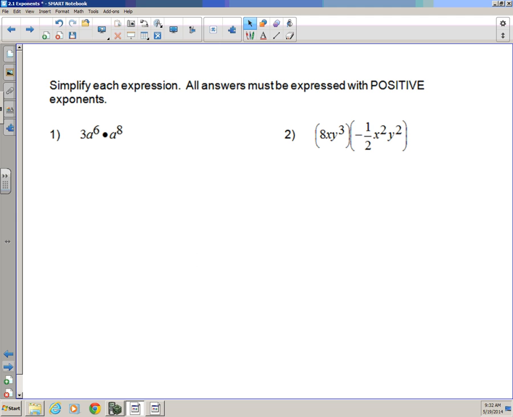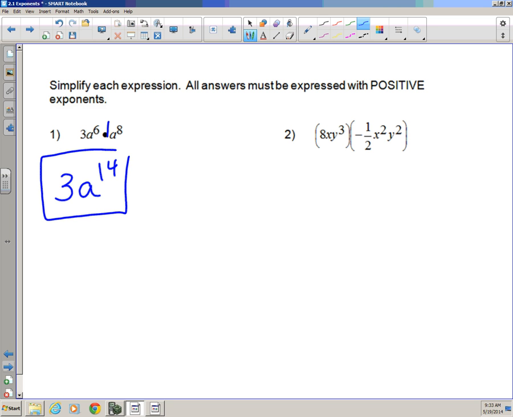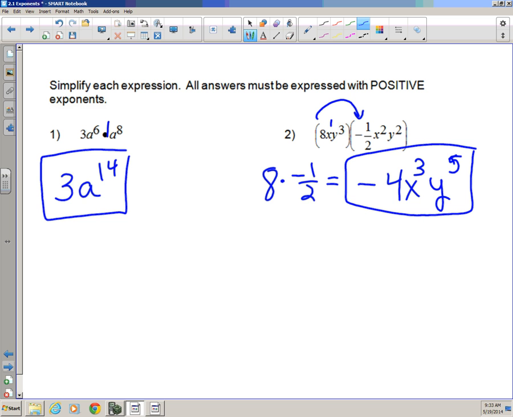Okay, so we're going to simplify all of these. Answers must be expressed with positive exponents. So I've got 3a to the 6th and multiply by 1a to the 8th. 3 times 1 is 3. A to the 6th and a to the 8th, total a to the 14th. You're adding those exponents. On the next one, if I just deal with each piece separately, 8 times negative 1/2 is just negative 4. I've got x to the first and x to the second, which totals x to the third. Bases are the same, add the exponents. Y cubed and y to the second is y to the fifth. And that would be your final answer.